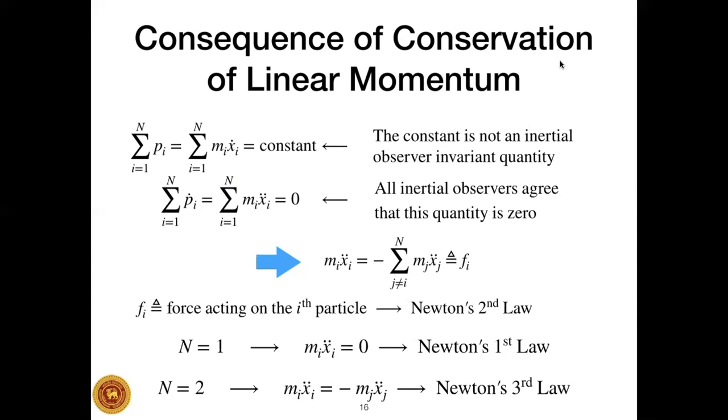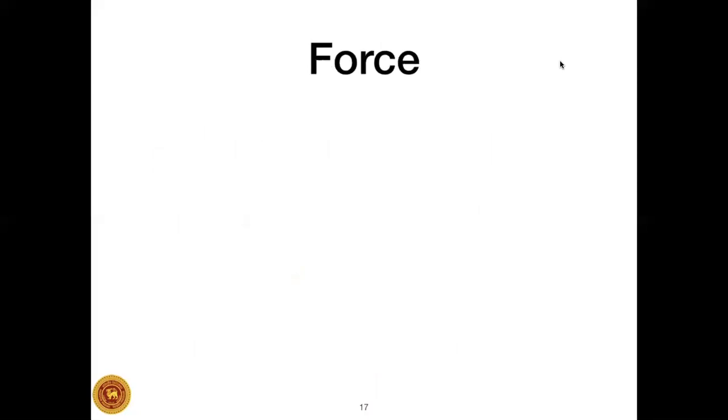Now let's think of what happens if you had two particles. So N is equal to 2. You would have mi xi double dot is equal to minus mj xj double dot. But mi xi double dot is equal to the force acting on i, by this definition, due to particle j. So what does this tell you? This tells you that the force acting on i due to j is the minus of the force acting on j due to i. And that is nothing but Newton's third law. So Newton's first law, second law, and third law are seen to be nicely a consequence of the conservation of linear momentum.